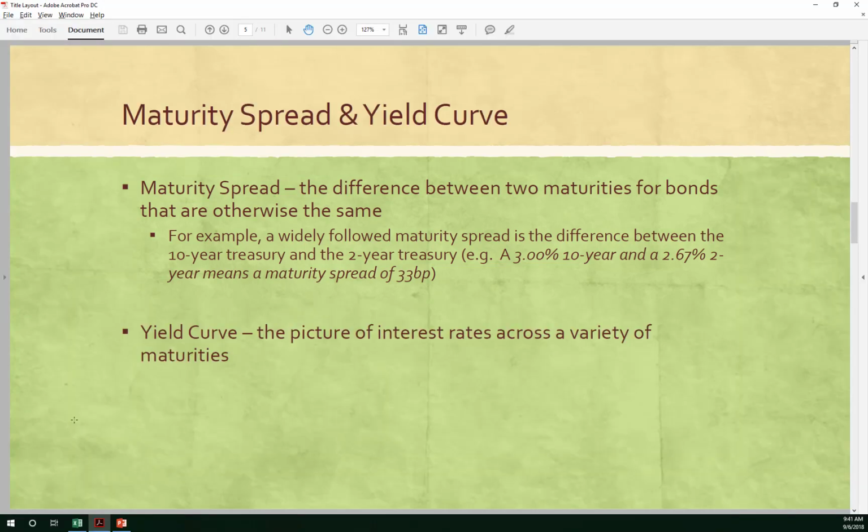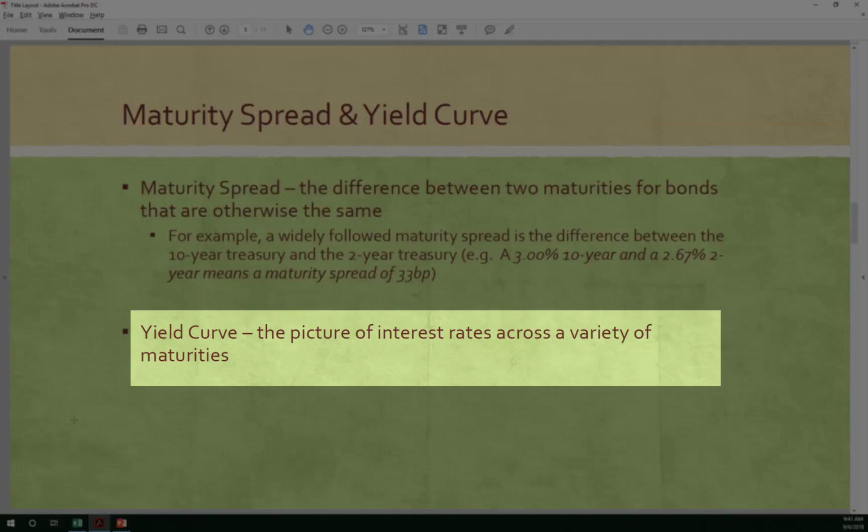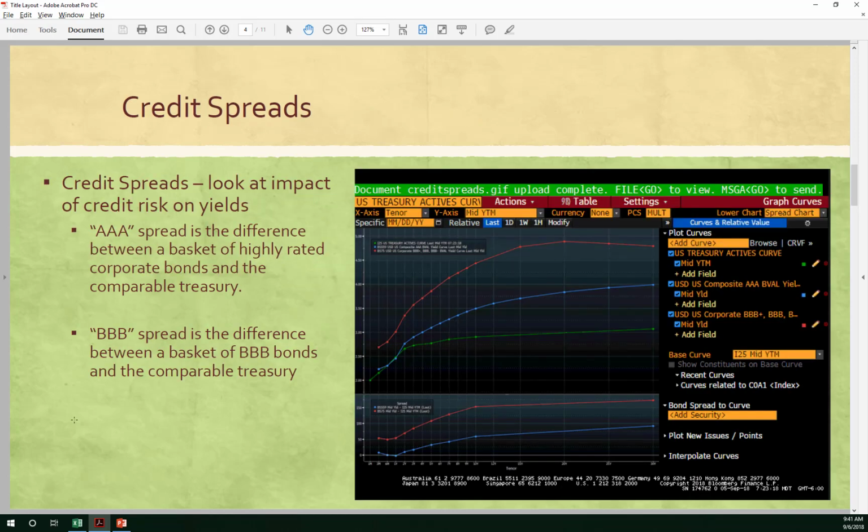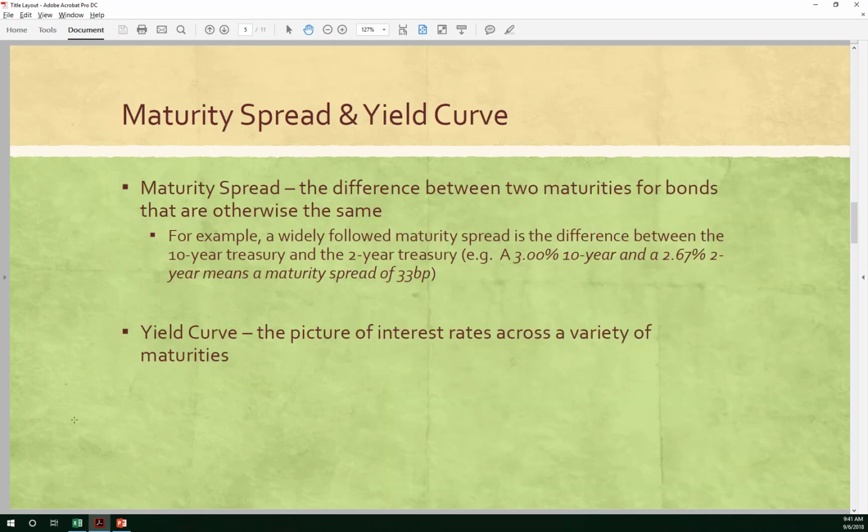And a yield curve is just going to be that picture of interest rates as they change across a variety of maturities. We've already looked at the yield curve in this picture over here. The green one is the yield curve for treasuries, the blue one is the yield curve for AAAs, and the red one is the yield curve for triple B bonds.